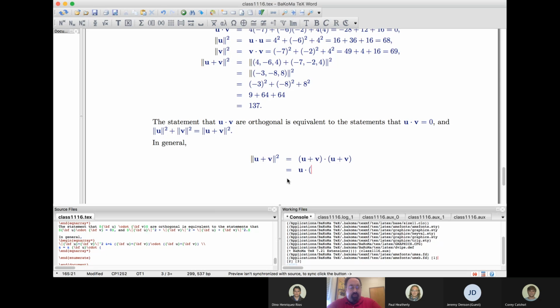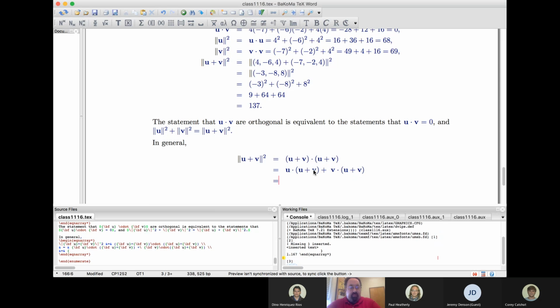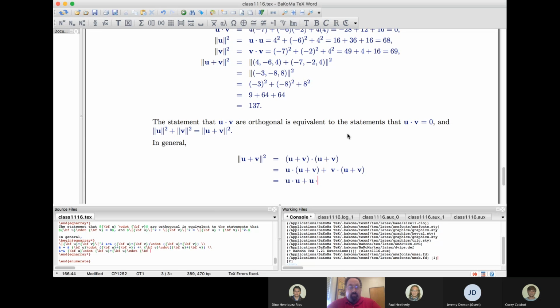Inner product of u with u plus v, plus inner product of v with u plus v. And then I can do it again with this vector. I can distribute u through this u plus v. So I have u with u, plus u with v, plus, and then over here, v dot u, and then v with v.